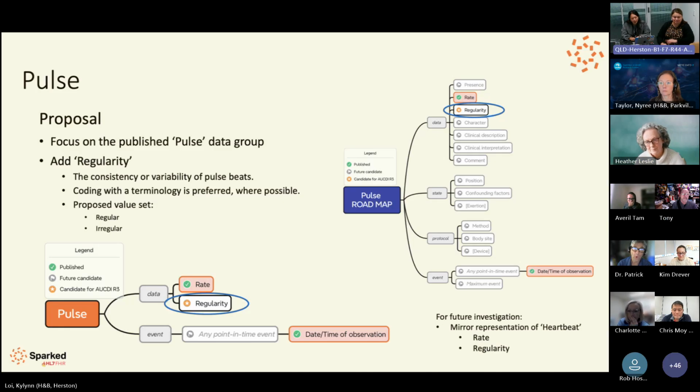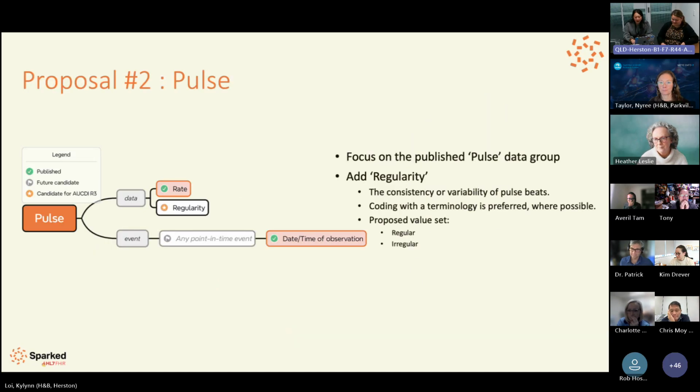Patrick, you've got your hand up. Was that a residual? Oh, residual. Okay, perfect. Thank you. So I've got no more hands up.